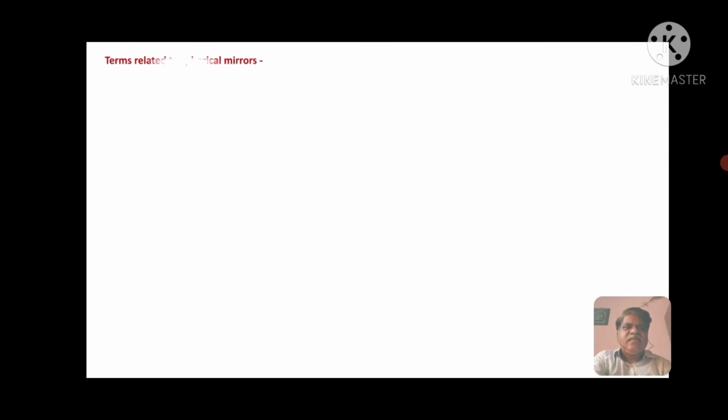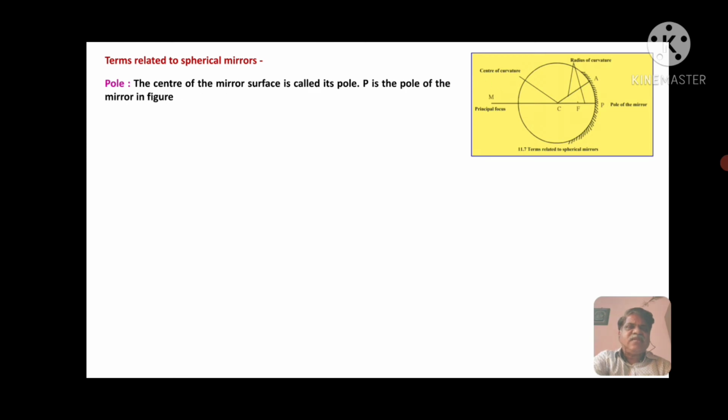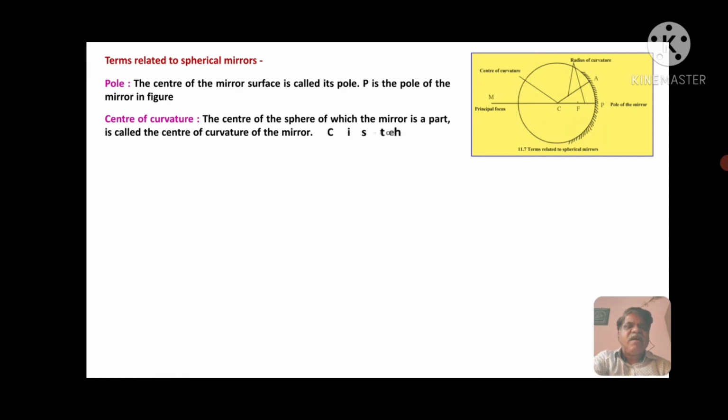So friends, terms related to spherical mirrors, let us discuss those one by one. You could see here in the adjoining figure how the spherical mirror is to be formed, and following are the different terms. First is pole. The center of the mirror surface is called pole. P is the pole of the mirror in the figure. Second, center of curvature. The center of the sphere of which the mirror is a part is called the center of curvature of the mirror. C is the center of curvature of the mirror that you can see in the figure.